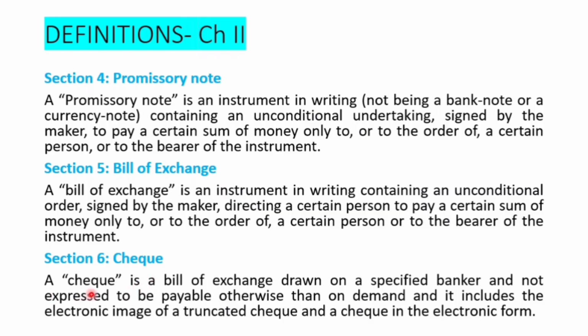And section 6 is about check. It is said that a check is also a bill of exchange, but it is drawn on a specified banker and not expressed to be payable otherwise than on demand. So it should be paid only on demand, and it includes the electronic image of a truncated check and a check in the electronic form. So this may be a question in UGC. They will ask whether the check includes a truncated check and the electronic form check. Okay, so you have to be thorough about this.